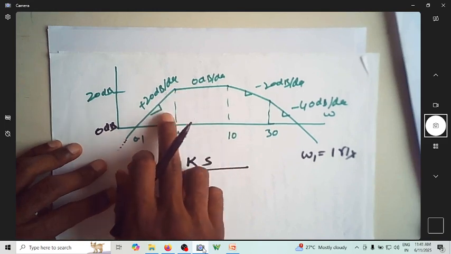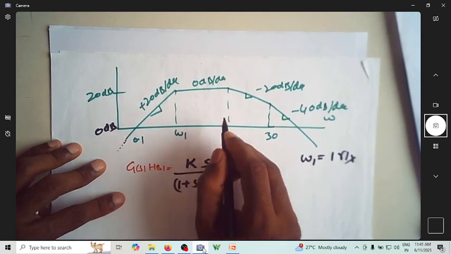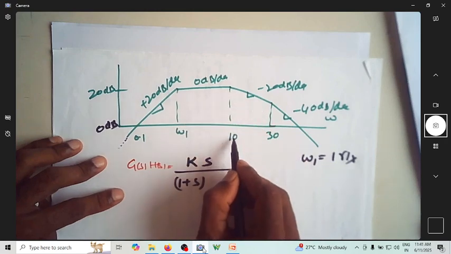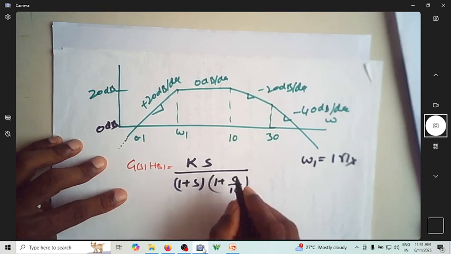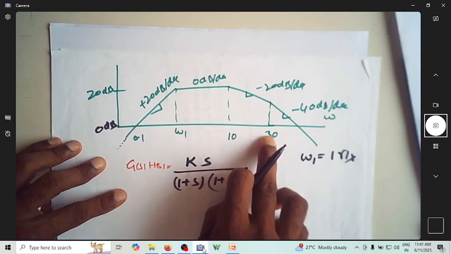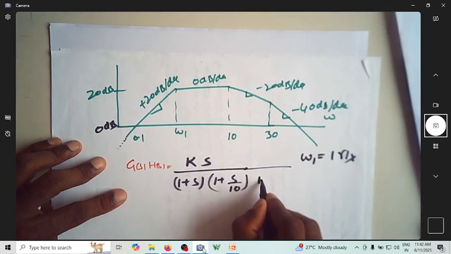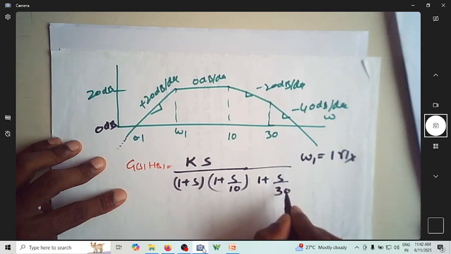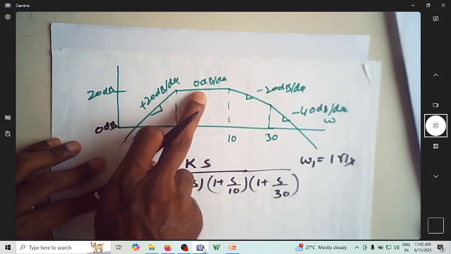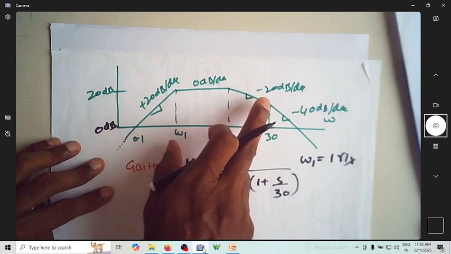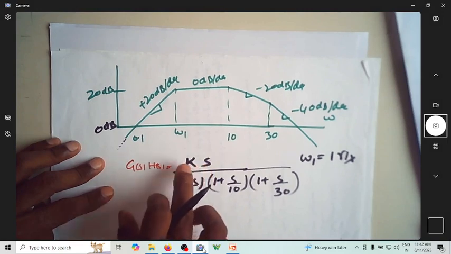So at 1 radian per second I have a pole, so that's why it is 1 plus s. And then there is a slope reduction again at 10 radian per second, so it is 1 plus s by 10. There is one more pole at 30 because the slope reduces from minus 20 to minus 40. This is just a first order pole. It is 1 plus s by 30, because from plus 20 it becomes 0 dB per decade, from 0 dB it becomes minus 20, from minus 20 it becomes minus 40 dB. So you have 3 poles and a zero at the origin.